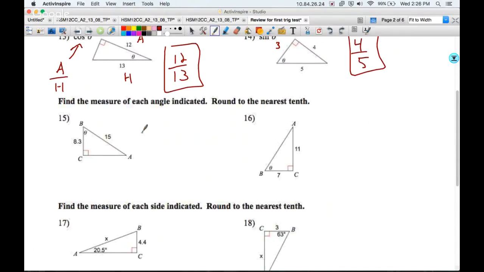Find the measure of each angle indicated, round to the nearest tenth. So this was a common problem. I put this one in the mini quiz. You'll probably see it again on the test. Finding an angle given 2 side lengths. Well, from that angle, still label the side lengths as either adjacent or opposite or hypotenuse. Here we have adjacent and hypotenuse. I know that if I take cosine of that angle, it should give me the ratio adjacent over hypotenuse, or 8.3 over 15. If I take the inverse cosine of both sides, that's how I will isolate my theta.